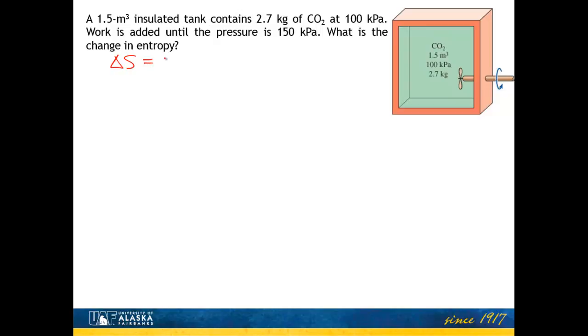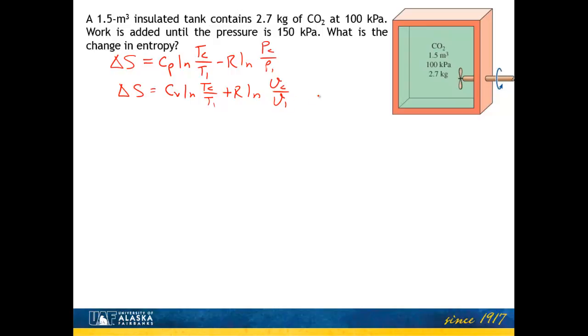The first one is that delta S is Cp, natural log of T2 over T1, minus R, natural log of P2 over P1. We have another relation that we could use just as well, which says that delta S is Cv, natural log of T2 over T1, plus R, natural log of V2 over V1. Both times I've written this in intensive form, so this would be per mass. If I want the total change in entropy, I would multiply that by the total mass.